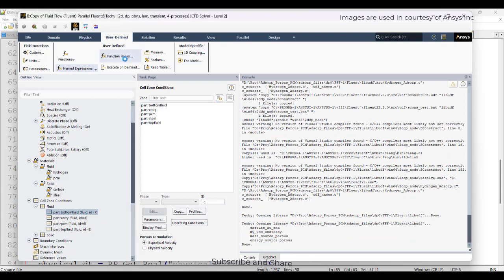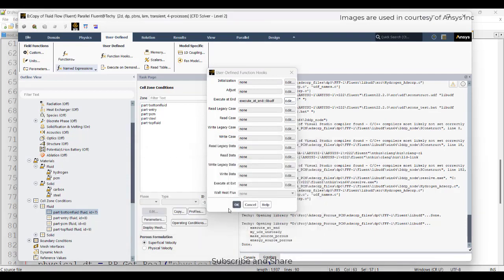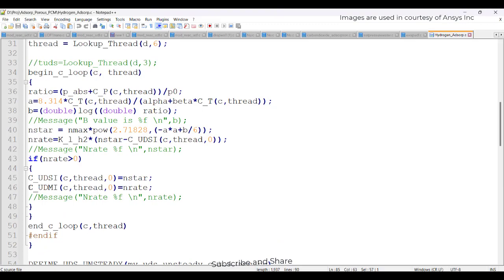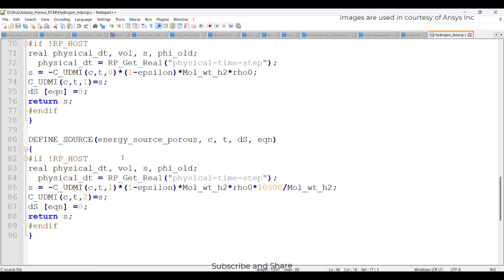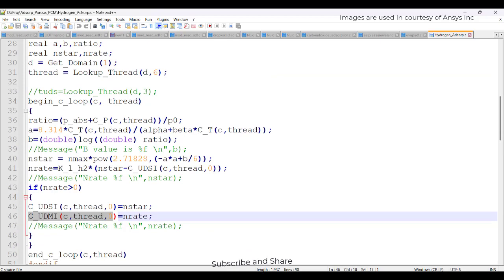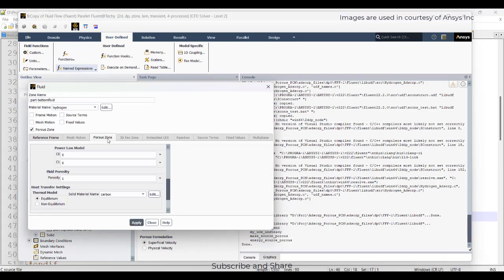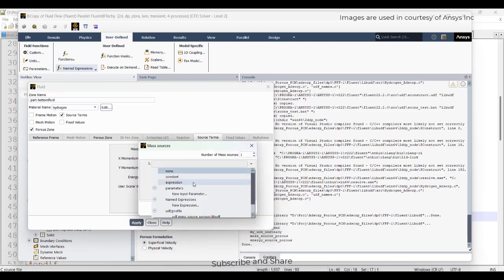So we got those, and we'll execute it. For each and every time step we calculate these C underscore UDMI values and use them in the individual mass source term as well as the energy source term, to add the energy as well as to remove the mass from the hydrogen gas in the bottom part of the fluid. Now go to the bottom part of the fluid, and in the source terms, mass source term, we need to remove that hydrogen which is being adsorbed onto the carbon.